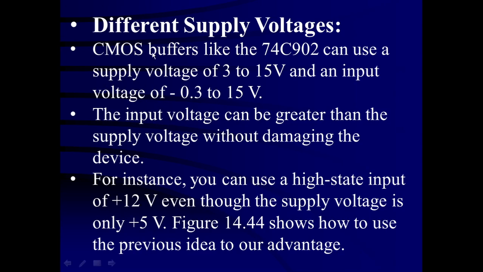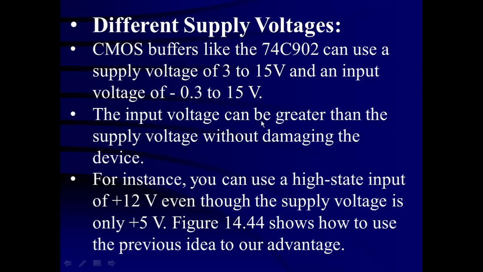So to overcome this, we want to operate both these devices at different voltages. That means we are interested that the CMOS driver should operate at 12 volt and the TTL IC has to operate at 5 volt, no other than that. And for that, a CMOS buffer IC like 74C902 can be used, which can be utilized with a supply voltage of 3 volt to 15 volt because it is also a CMOS IC. And the input voltage of this CMOS buffer can have a voltage from minus 0.3 volt to 15 volt.